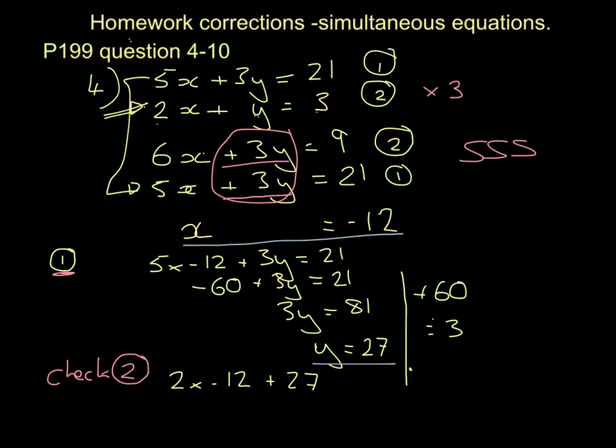Well, let's just check. 2 times minus 12 is minus 24. Minus 24 plus 27, and that does equal 3. 27 take away 24 is 3. We therefore know that we are correct, and that x is minus 12 and y is 27 is correct.